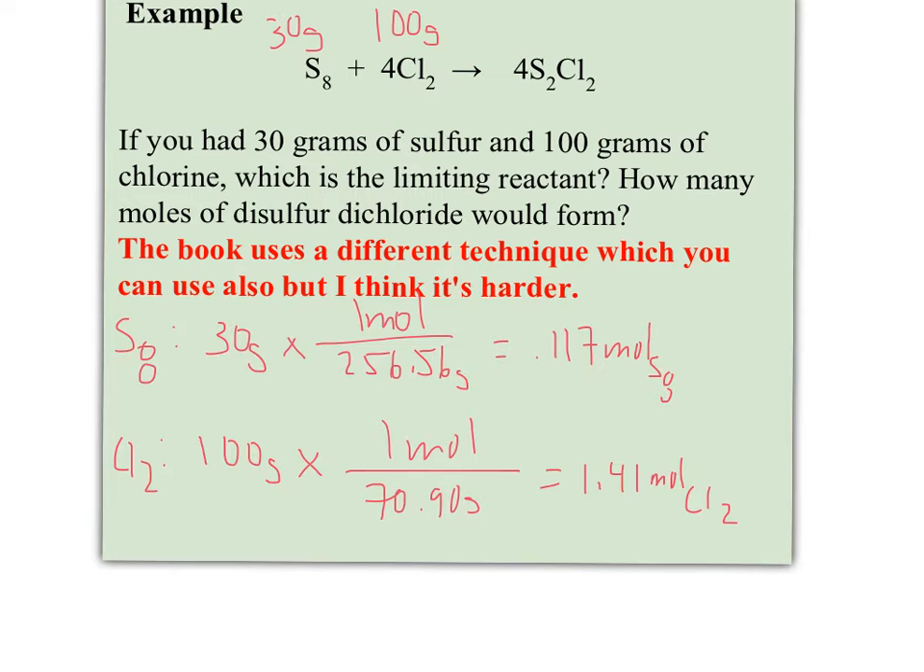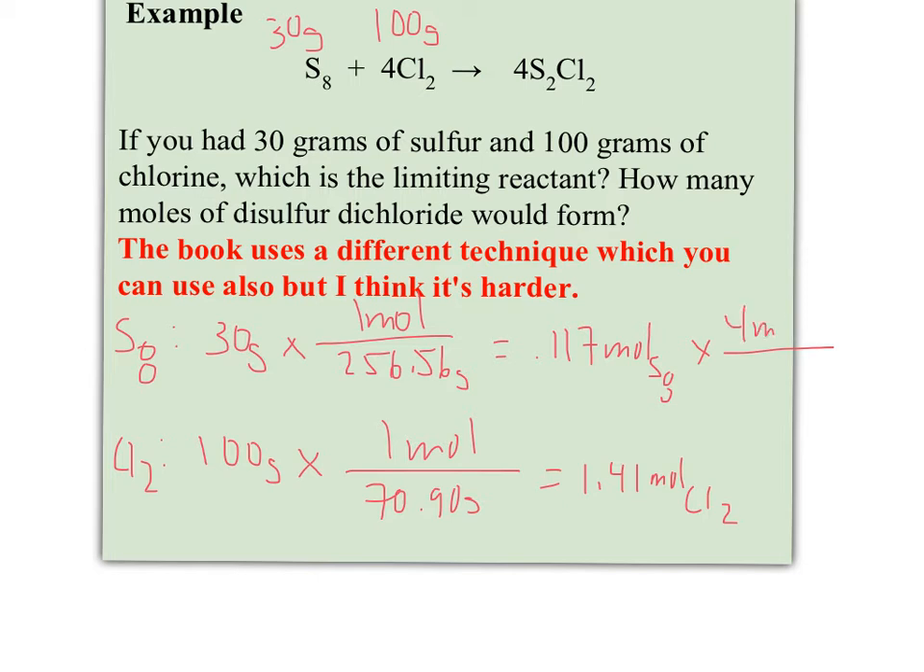I have to look at how much product it forms. When you're making bicycles, you need twice as many tires as you do handlebars because you put 2 tires on the bike and only 1 set of handlebars. Same thing with this reaction. I only need 1 S8 to make 4 moles of S2Cl2.